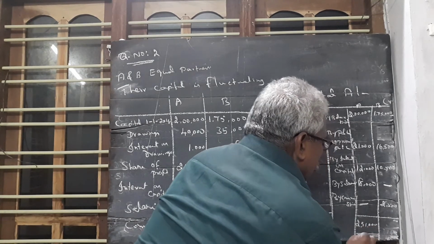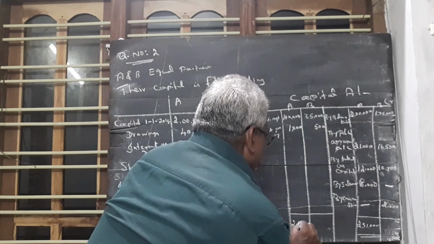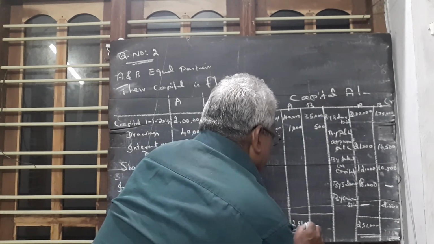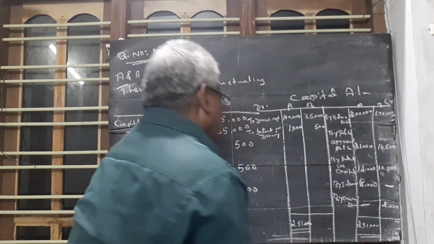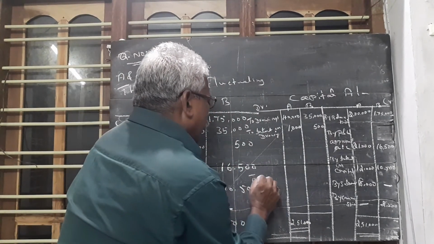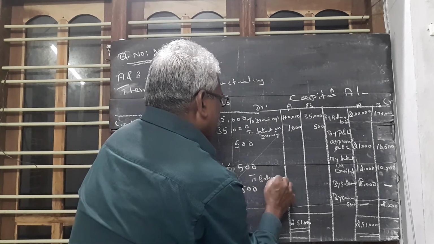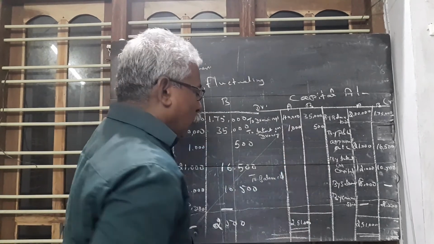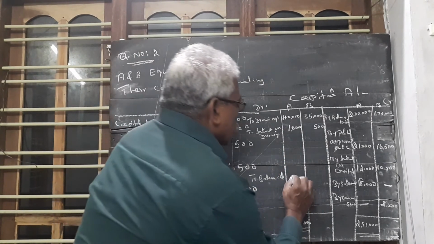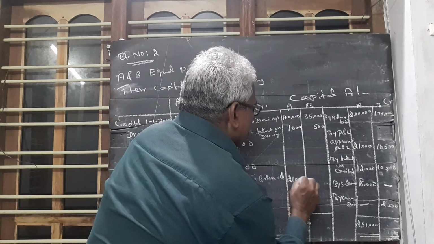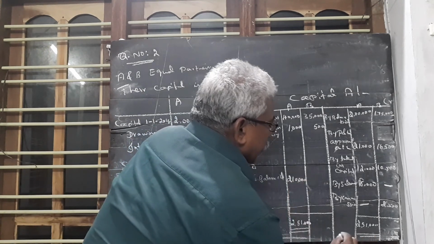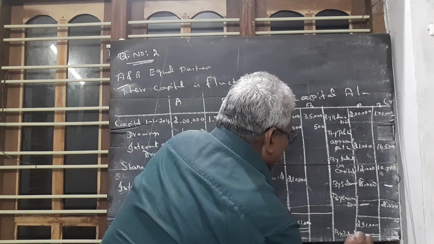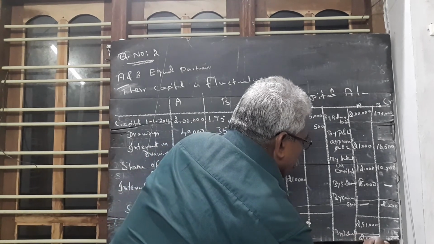2,51,000. After that, draw two lines, a double line. Here we write to balance carried down: 2,51,000 minus 41,000 is equal to 2,10,000. This amount is entered here also, by balance brought down, 2,10,000.